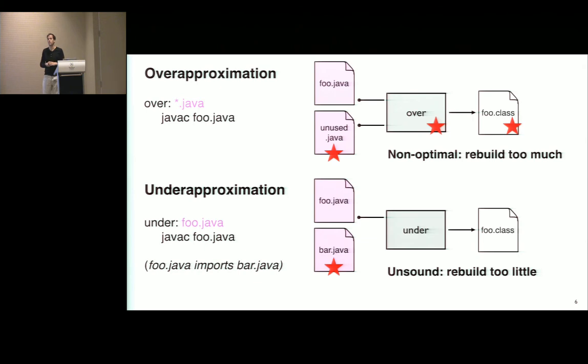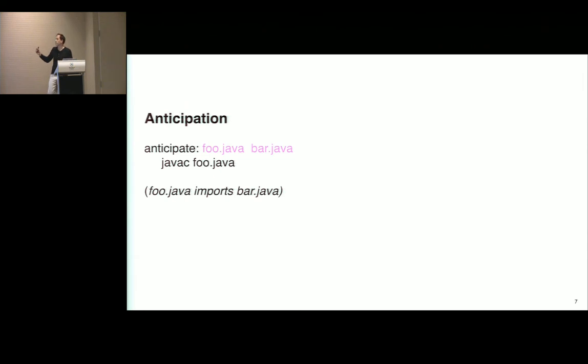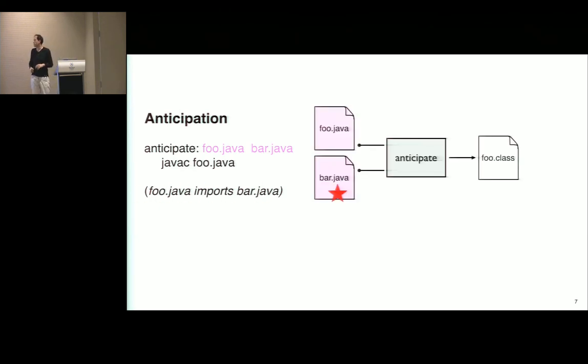We rebuild too little. And as I indicated in the beginning, we can fix this problem with make by anticipating all the dependencies our build is going to have. So we can say our builder actually depends on foo.java and bar.java if foo imports bar. So we get the right build dependency graph, and all the updates happen correctly. The problem here is it's very fragile, because you're duplicating the dependency information in the build script. Let's say I change the import in foo.java, then I'm back at over- or under-approximation, unless I update the build script too.